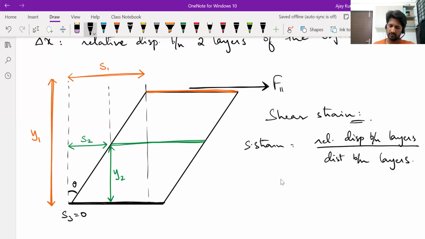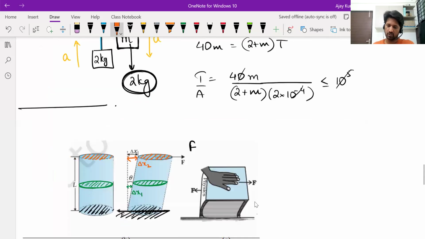Okay, what do I mean by that? Now you take the topmost and bottommost layers, the orange and black one. The black one hasn't displaced at all, but the orange one has undergone a displacement of S1. So what is the relative displacement between them? S1, which in the diagram given in your book is delta x. Okay, I'll remove these delta x2 and all to avoid confusion. This delta x itself is the displacement S1.